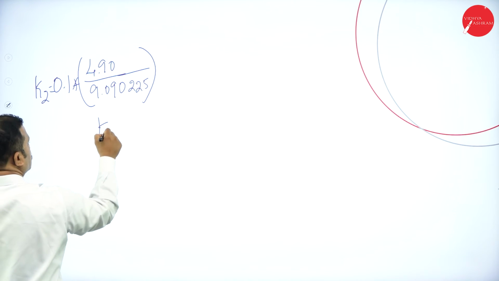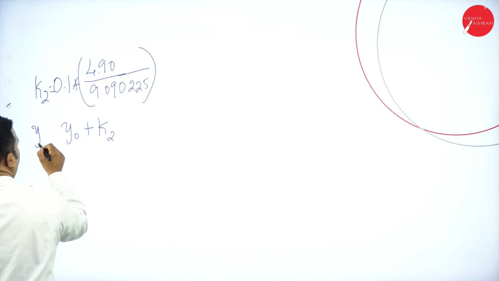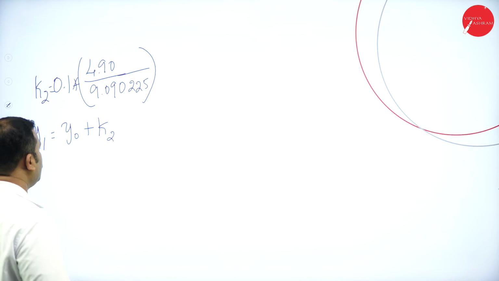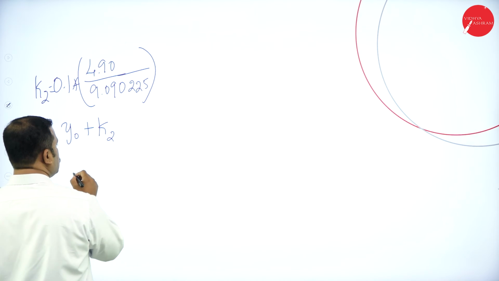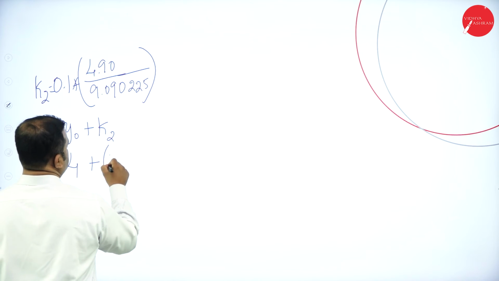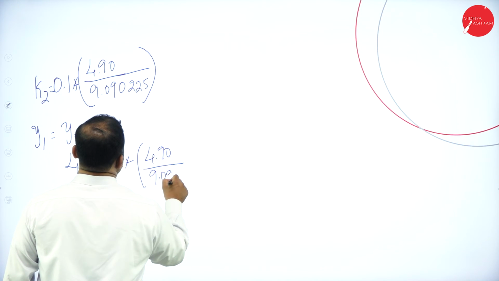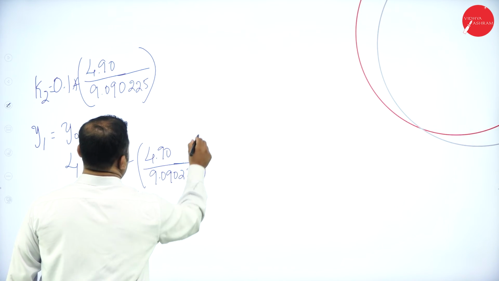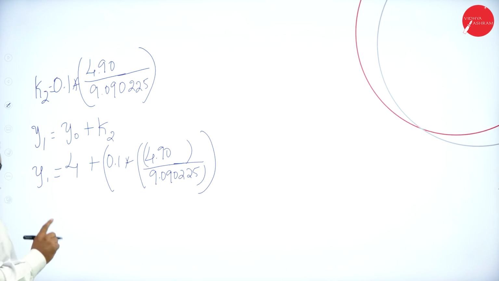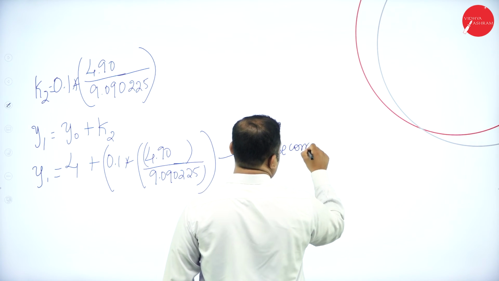Then k2 is used here with y0. What is the value of y0? That is 4. You will get the value of y1, that is y1 equal to this. As a result of this, you will get the value of y0. What is the value of y0? Which is equal to 4. We have 4 plus k2 plus this term, that is 0.1 into 4.90 divided by 9.090225. We have these values here. So if you simplify this, you will get the value of y1. This is for the Runge-Kutta second order method, RK second order method.